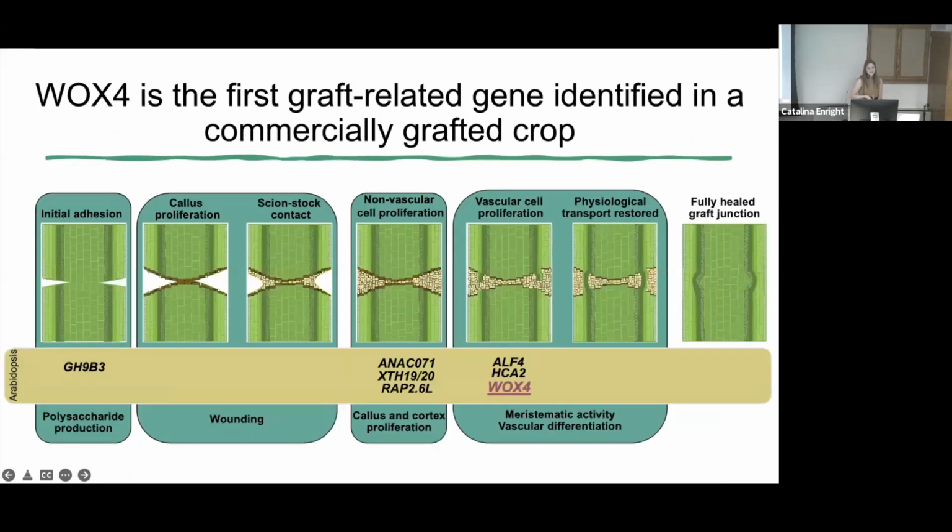So we're really excited to be able to drop WOX4 onto this figure, especially because it's the first gene that was identified in an agronomically grafted crop. So it's very relevant.